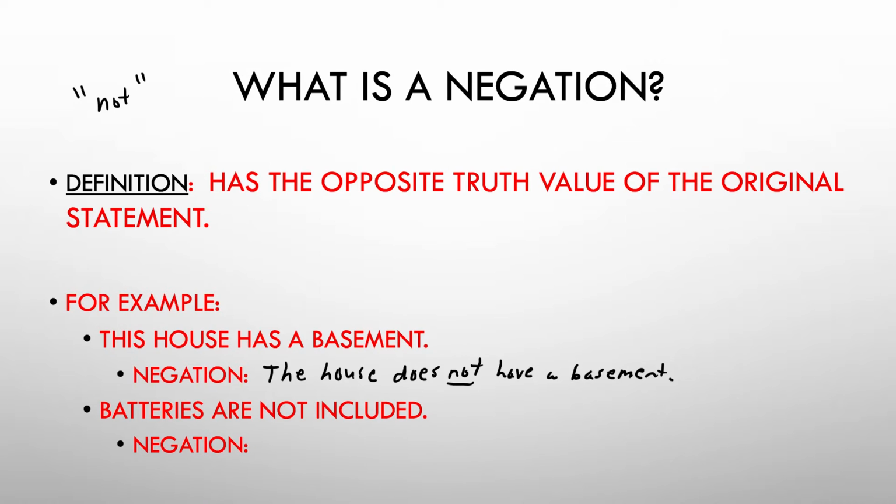All right, our next one says, batteries are not included. So this one already has the not in it. So to do the negation, I'm going to take the not out. So I'm going to say, for the negation, batteries are included. So when you do a negation, it's almost like you're doing the opposite of the statement that you're given. So either your house has a basement or your house does not have a basement. Batteries are not included or batteries are included. And so you're switching that truth value from either true to false or false to true.